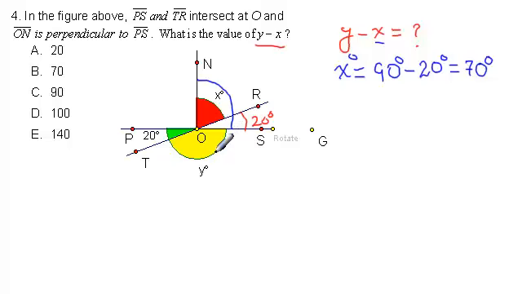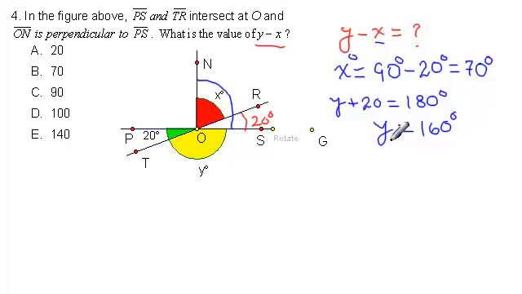Now we are going to find the value of y, which is the yellow. And as you can see, the green angle and the yellow angle together make a straight angle. So that means y plus 20 degrees is equal to 180 degrees, which means y by itself is going to be 160 degrees.